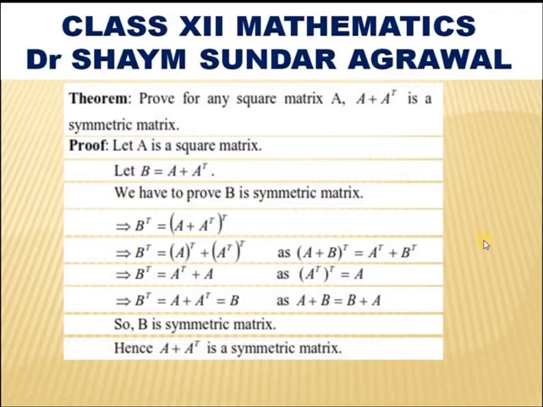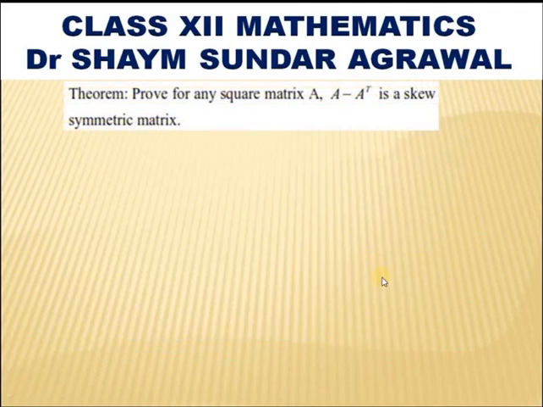Similarly, one more theorem, let us prove that for any square matrix A, A minus A transpose is always a skew symmetric matrix.